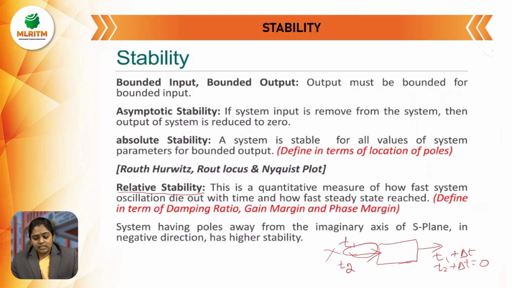How fast the system is going to respond for a particular type of input is measurable, which is relative stability. In general, relative stability can be measured by using some parameters called damping ratio, gain margin, and phase margin. To understand gain margin and phase margin, we'll discuss them in terms of frequency plots, that is, either the Bode plot, Nyquist plot, or polar plot. But in this unit, we are just going to understand whether the given system is stable or unstable.